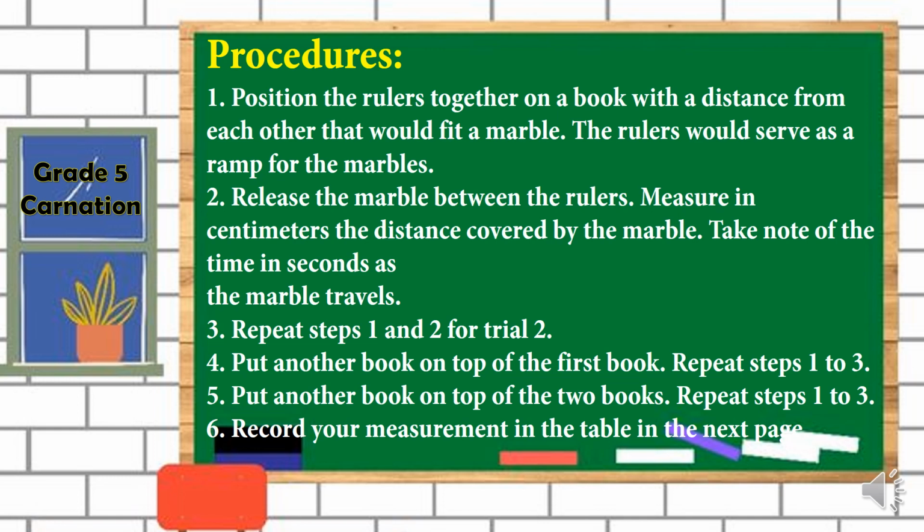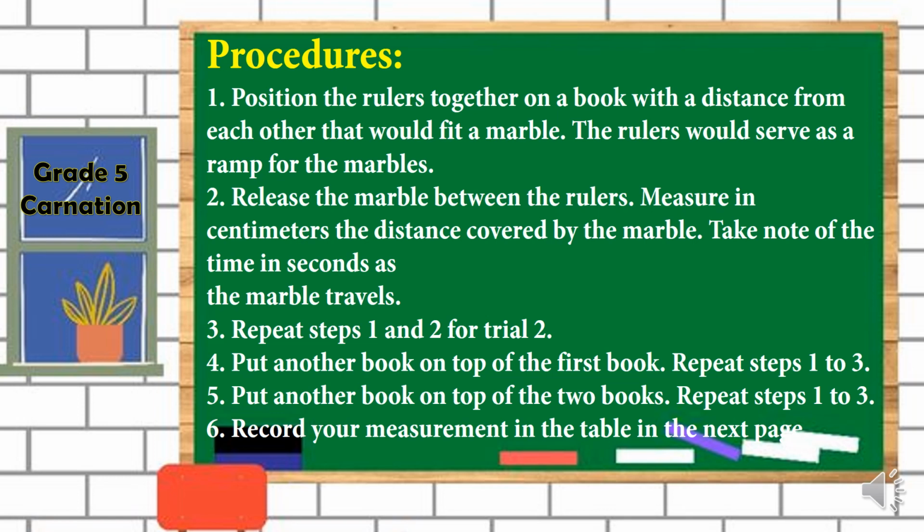Number 2, release the marble between the rulers. Measure in centimeters the distance covered by the marble. Take note of the time in seconds as the marble travels. Number 3, repeat steps 1 and 2 for trial 2. And number 4, put another book on top of the first book. Repeat the steps 1 to 3.